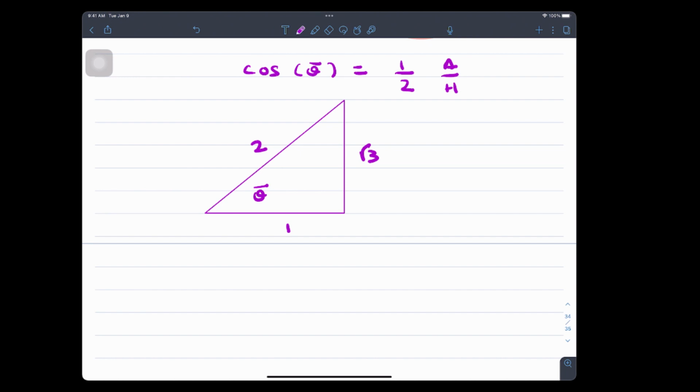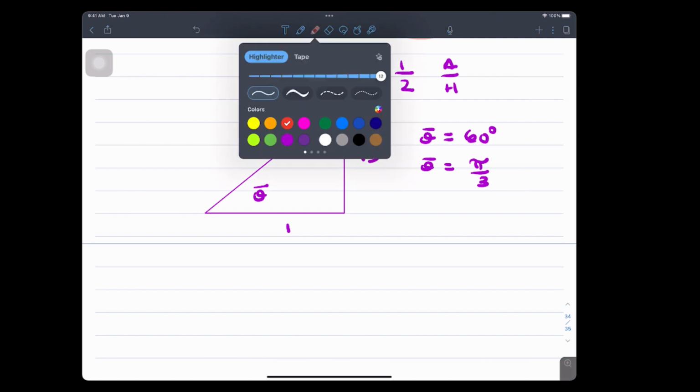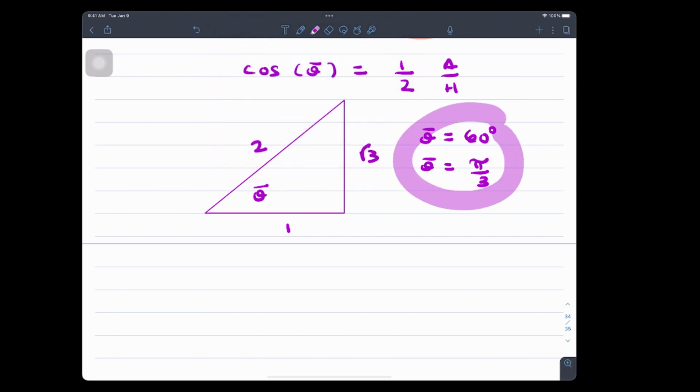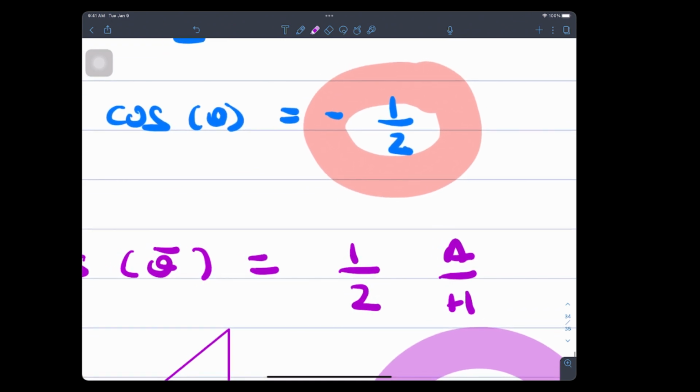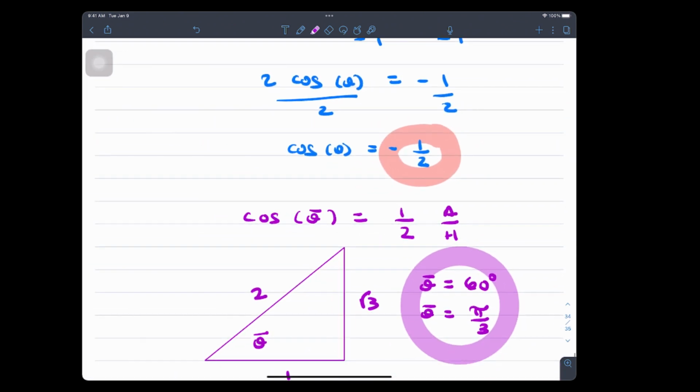Isn't that your special triangle? So what angle does that mean that reference is? Isn't that going to be what? 60 degrees? Is that right? So that's pi over 3? So here's my reference angle information there. Right? So we say, okay, but cosine is supposed to be not positive. Cosine's negative. We got to find the quadrants in which cosine's negative.